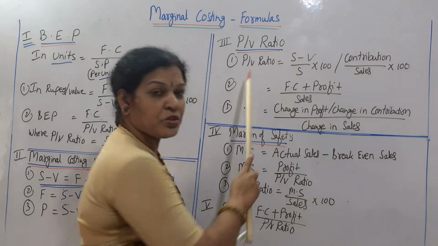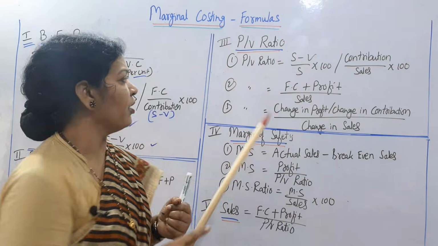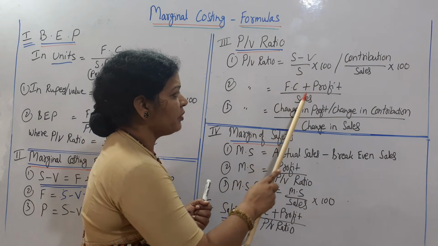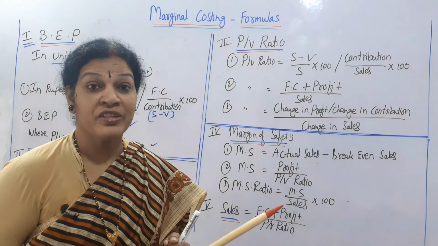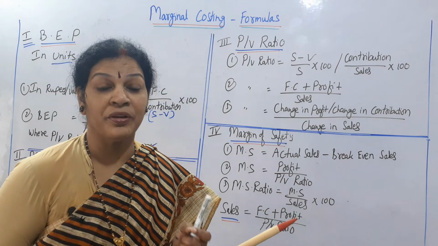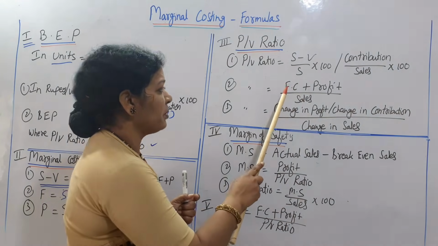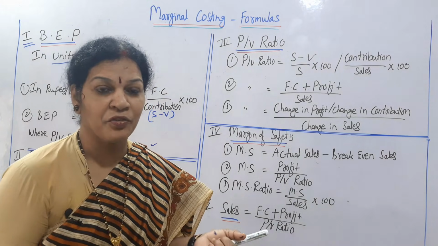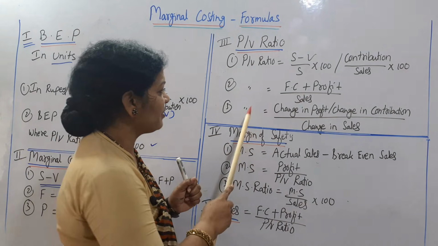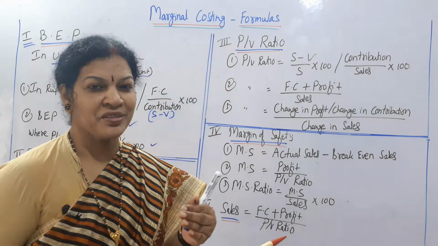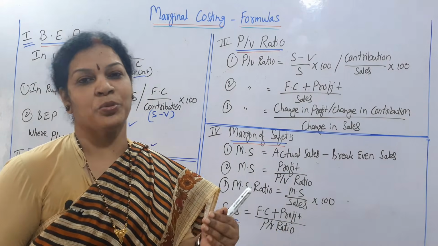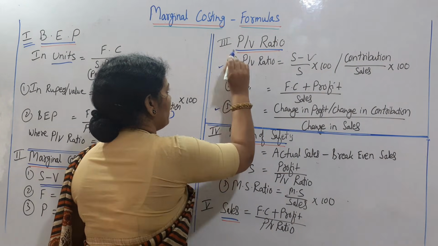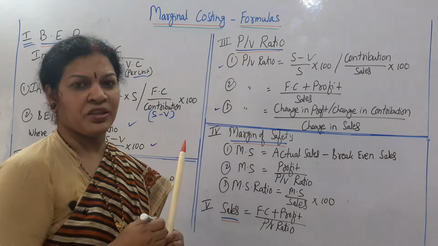This is the first formula. There is another formula, that is PV ratio is equal to fixed cost plus profit by sales. Fixed cost is common, plus profit by sales. This second formula we rarely use. And there is another formula, sometimes we need this formula. Please remember this. These two are very much important. Very rarely we use the second one.